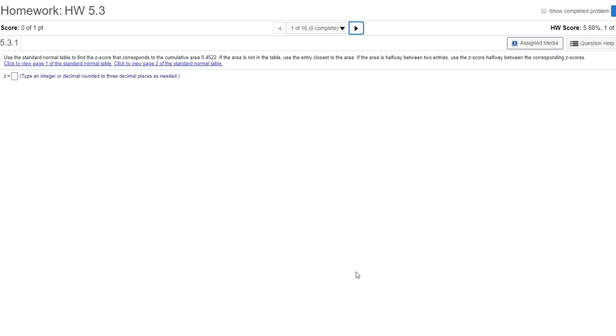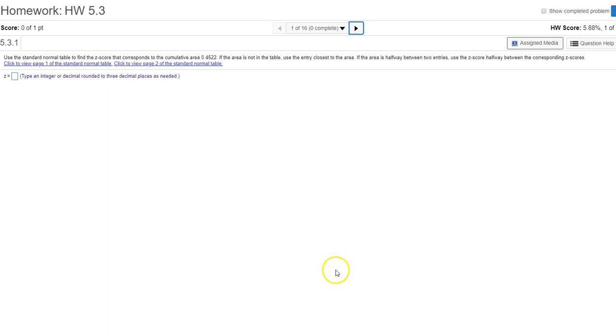All right, let's go ahead and start section 5.3 where they give us the z-scores and they ask us to find the cumulative area. So in this problem, they said use a standard normal table to find the z-score that corresponds to the cumulative area 0.4522. And the area is not in the table, so we have to use the closest.